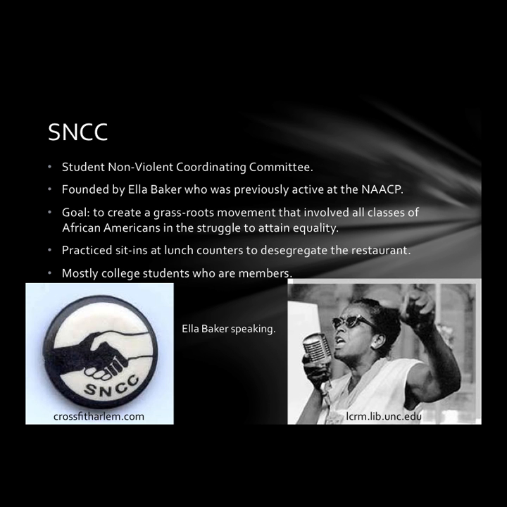SNCC, or the Student Nonviolent Coordinating Committee, was founded by Ella Baker, who was previously active in the NAACP and pictured down in the corner. The goal of SNCC was to create a grassroots movement that involved all classes of African Americans in the struggle to attain equality. They practiced sit-ins at lunch counters to desegregate the restaurant.